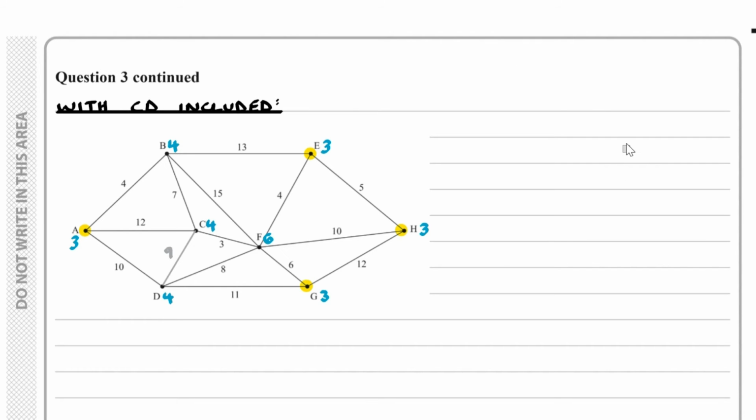So, for the odd vertices, we've got A, E, G, and H.